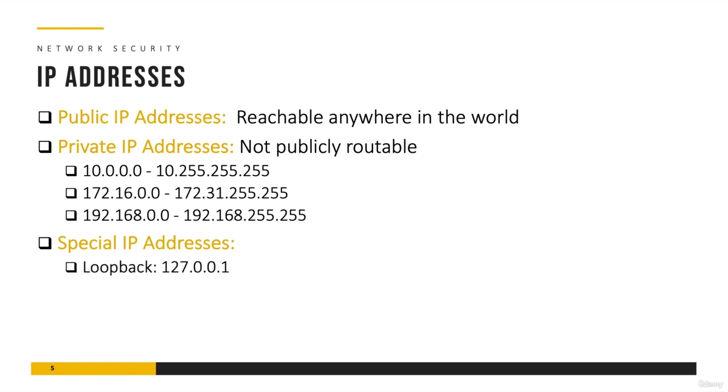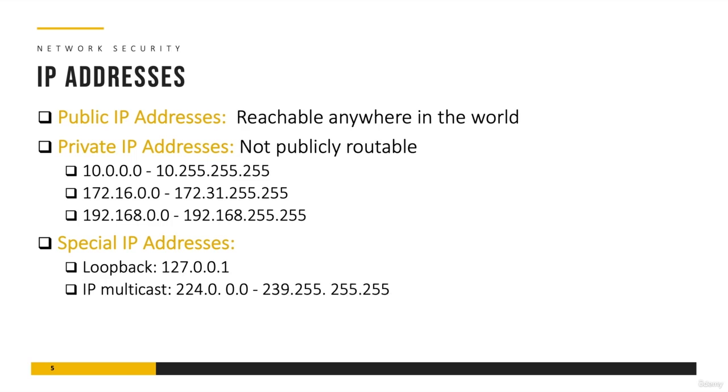We also have a couple of special IP addresses. We have an address which we call the loopback address, which is 127.0.0.1. This is basically your own address. So if I'm sitting on a laptop, this is my own IP address. So why do we have that? We use it sometimes to test and debug.